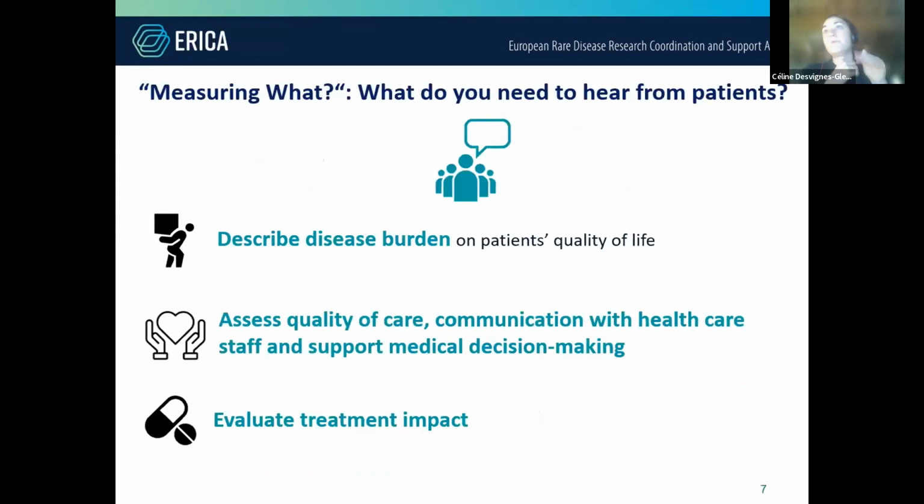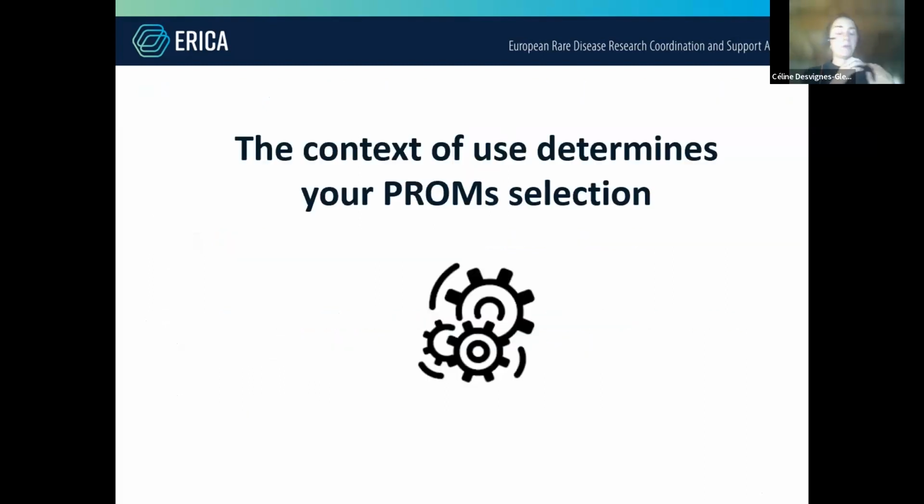Here are listed a few, let's say, major objectives, but obviously you will have your own. But measuring what, and what you need to hear from patients, is crucial. So it could be, for example, describing the disease burden on patients' quality of life. It could be assessing quality of care, communication with a care professional or the support staff, decision making. And it could also be to evaluate treatment or, let's say, any kind of intervention impact. As soon as you have your objective clear, the context of use of the questionnaire is also important and will help you to select the appropriate PROM.